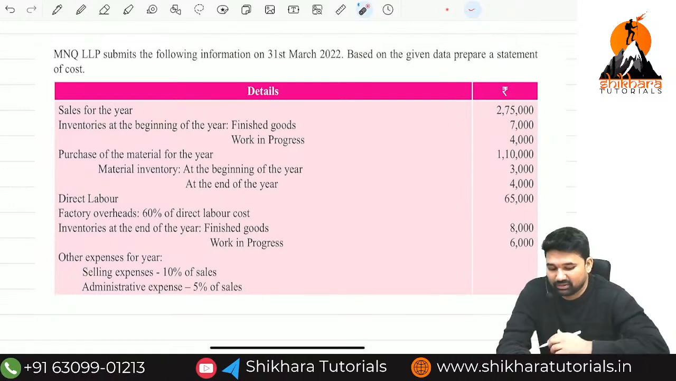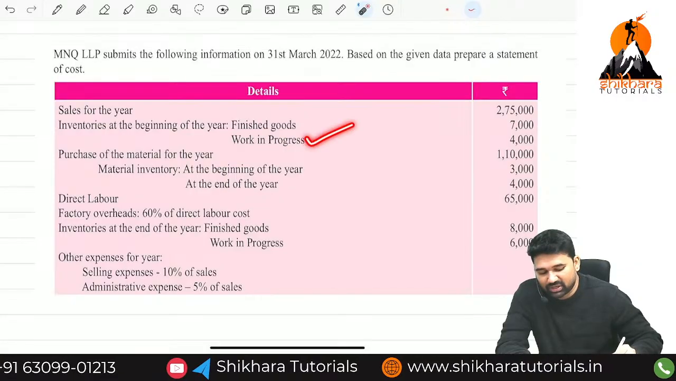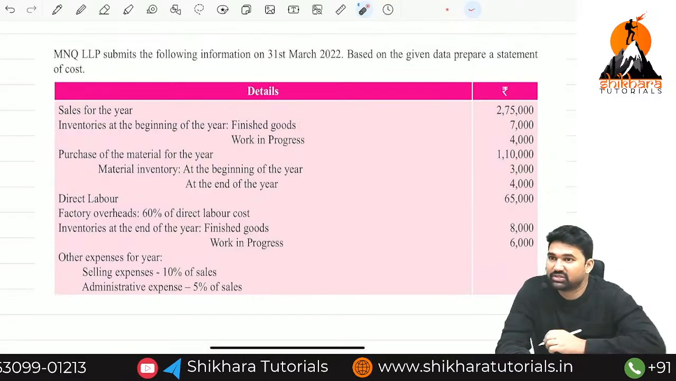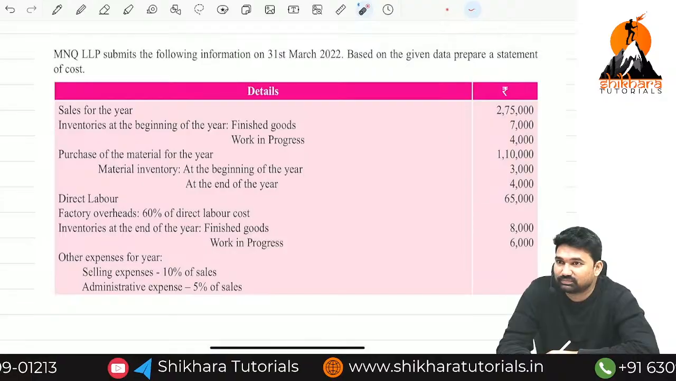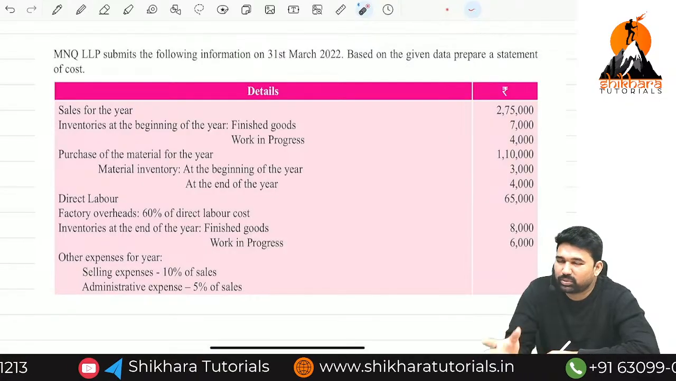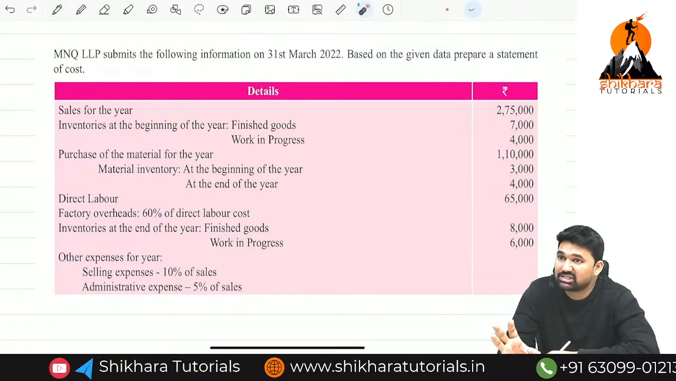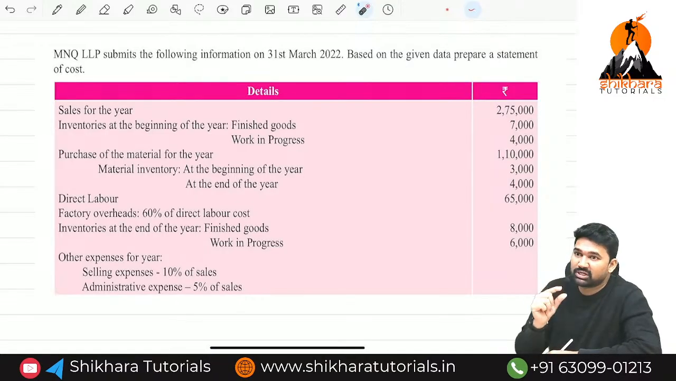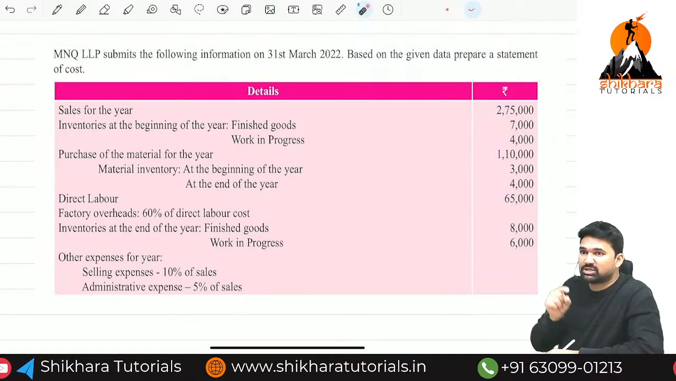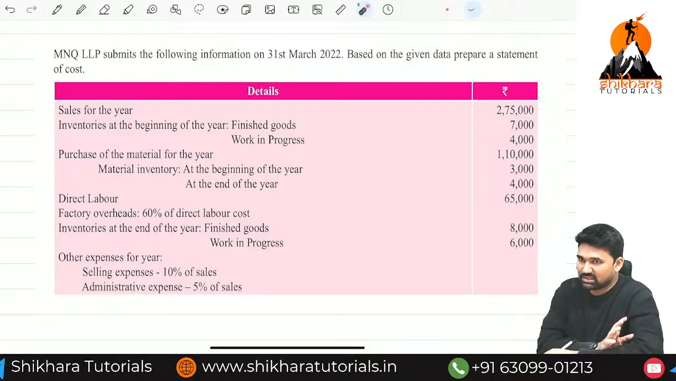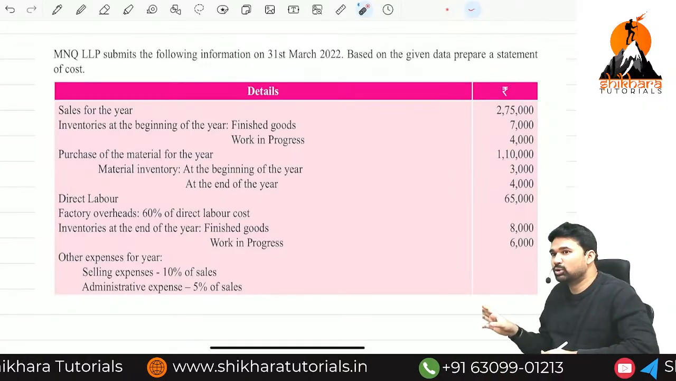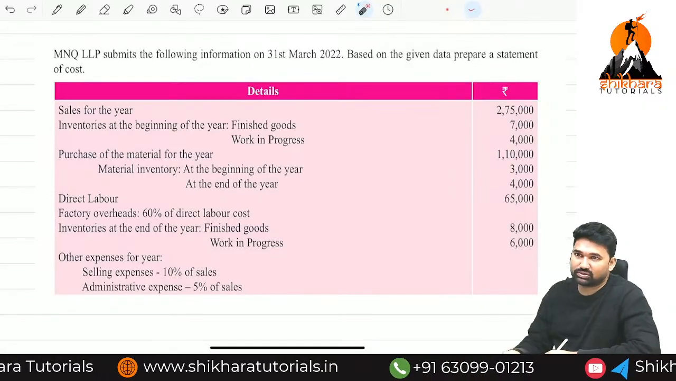Teja, tell me when we are going to use work in progress and when we are going to use finished goods. Forget about opening stock or closing stock. I'm asking about the stage. At which stage are we going to do the adjustment in the context of work in progress, and at which stage will we do the adjustment with respect to finished goods?